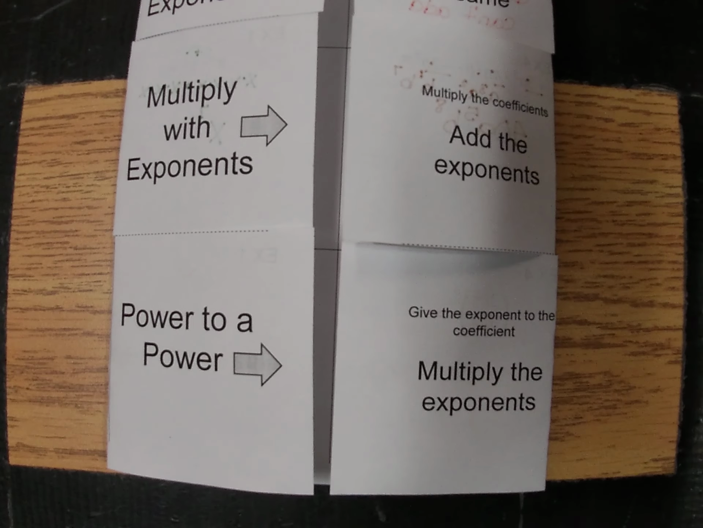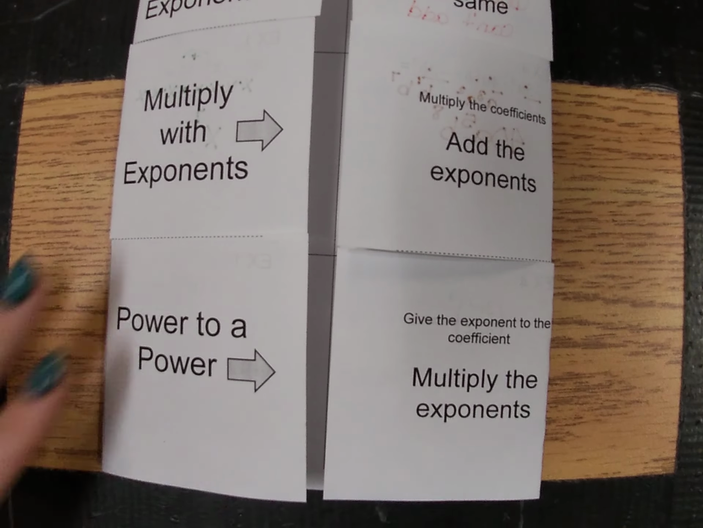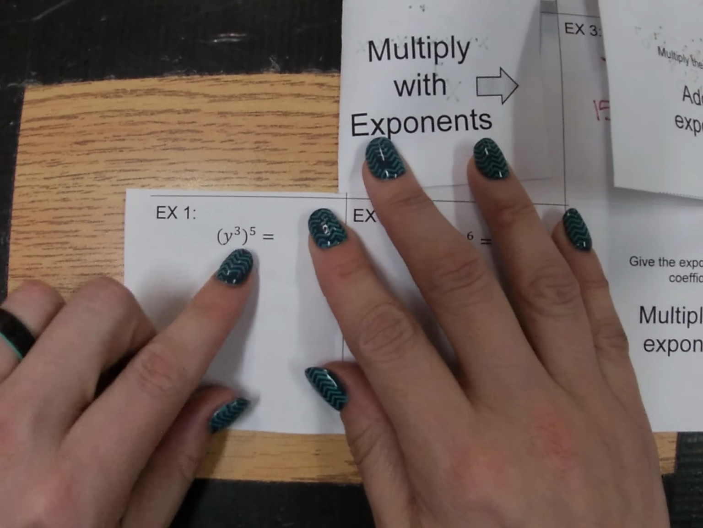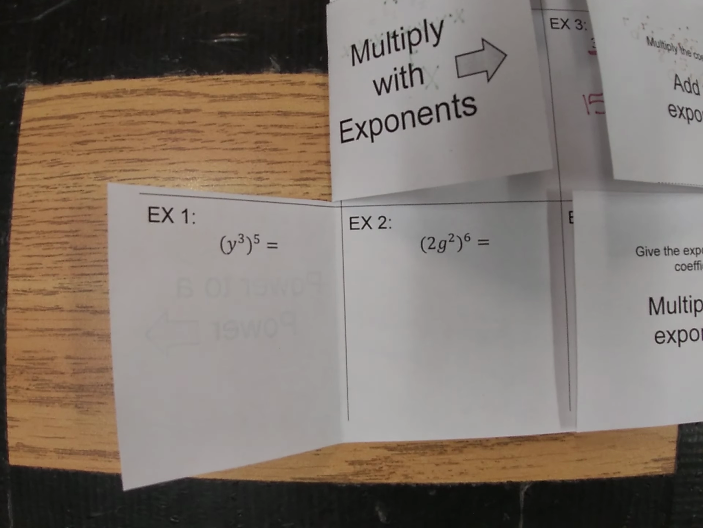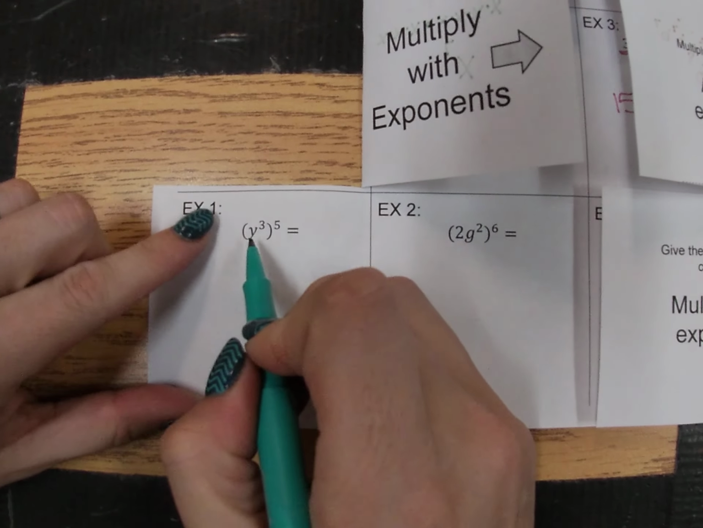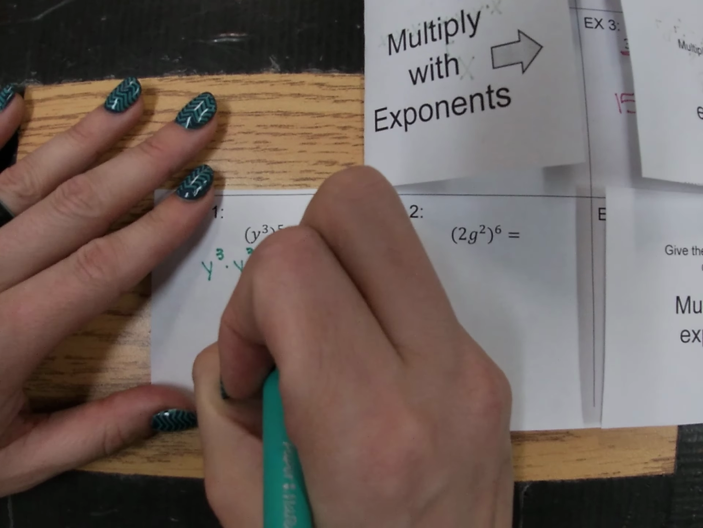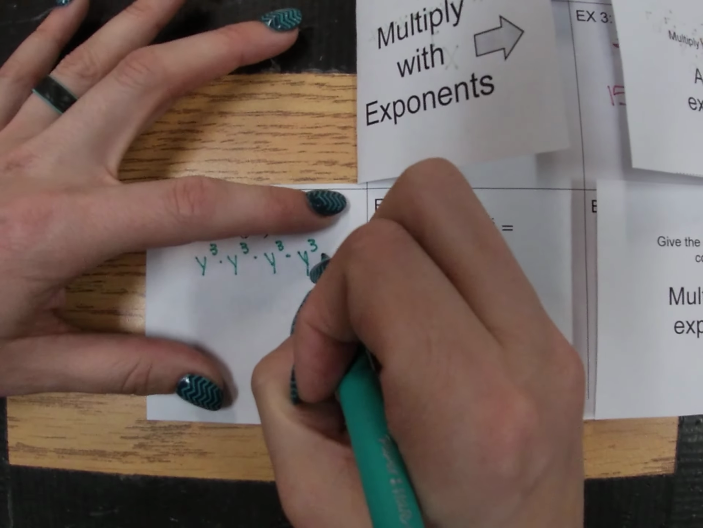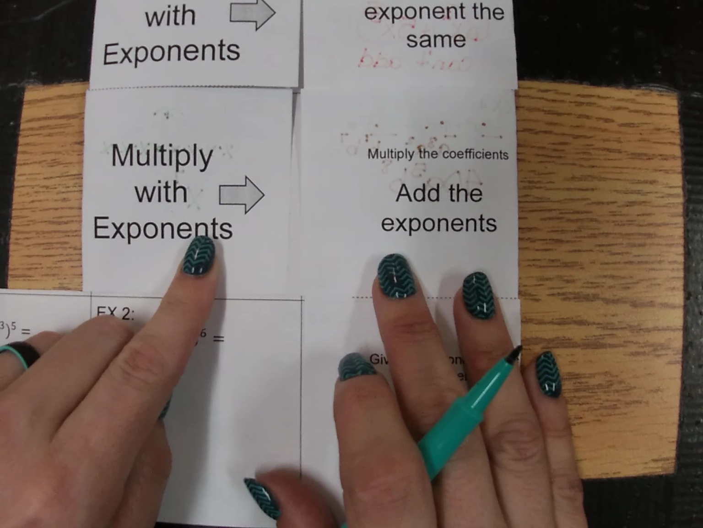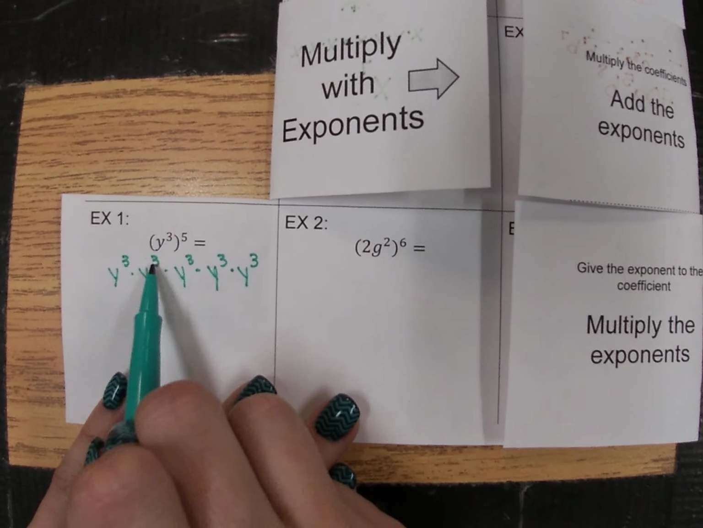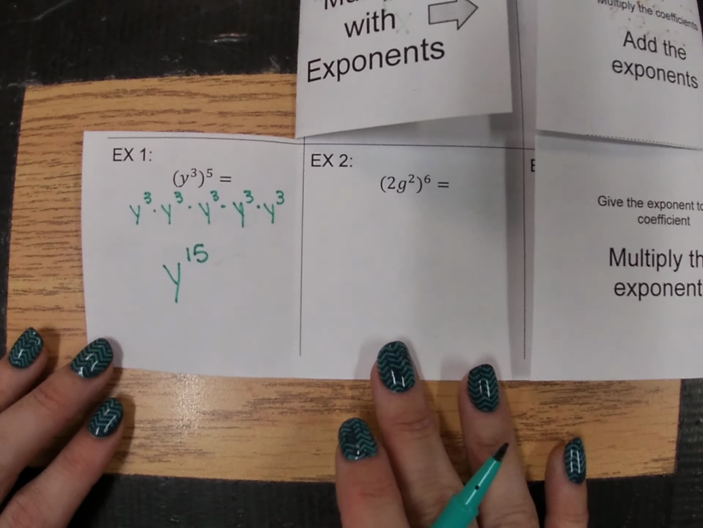Okay, the last property we are going to look at today is what do we do when we have two exponents happening? We have a power to a power or an exponent to an exponent. So what do we do if we have something like y to the third all to the fifth? Well, we know that an exponent tells us how many times to multiply the base times itself. So y to the third all to the fifth power is really y to the third times y to the third, right? 5 times. And we already said that if we're multiplying with exponents, we want to add the exponents. So if we add these up, 3, 6, 9, 12, 15, this really gives us y to the 15th.